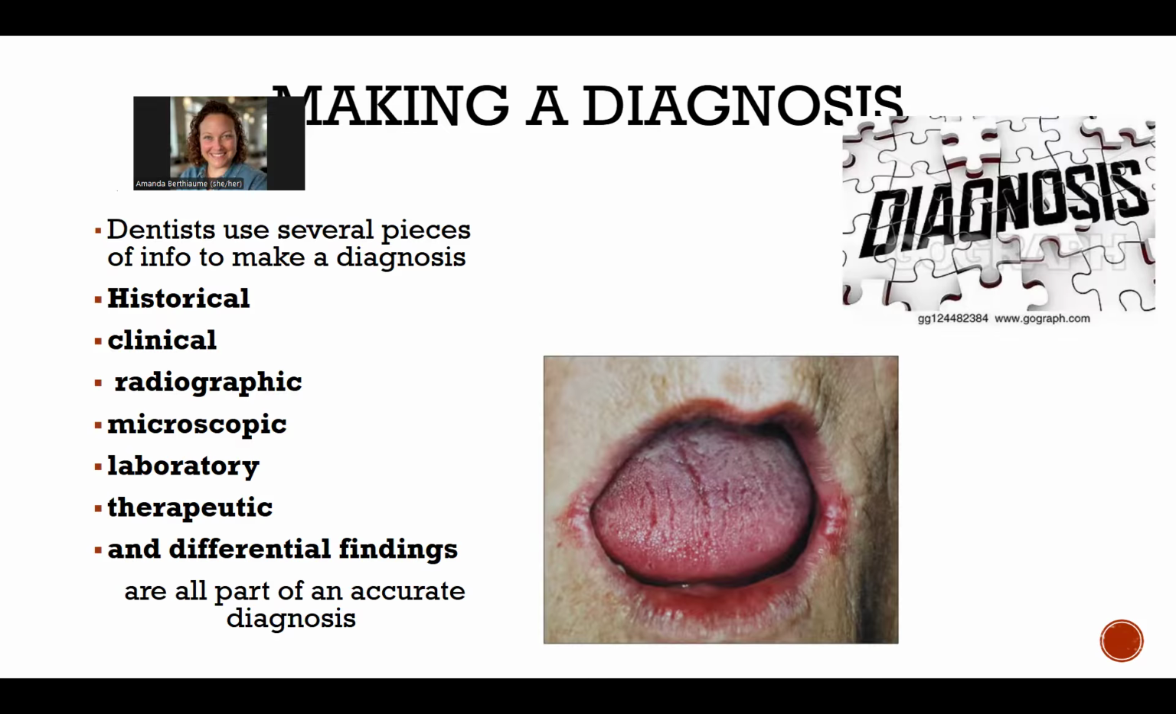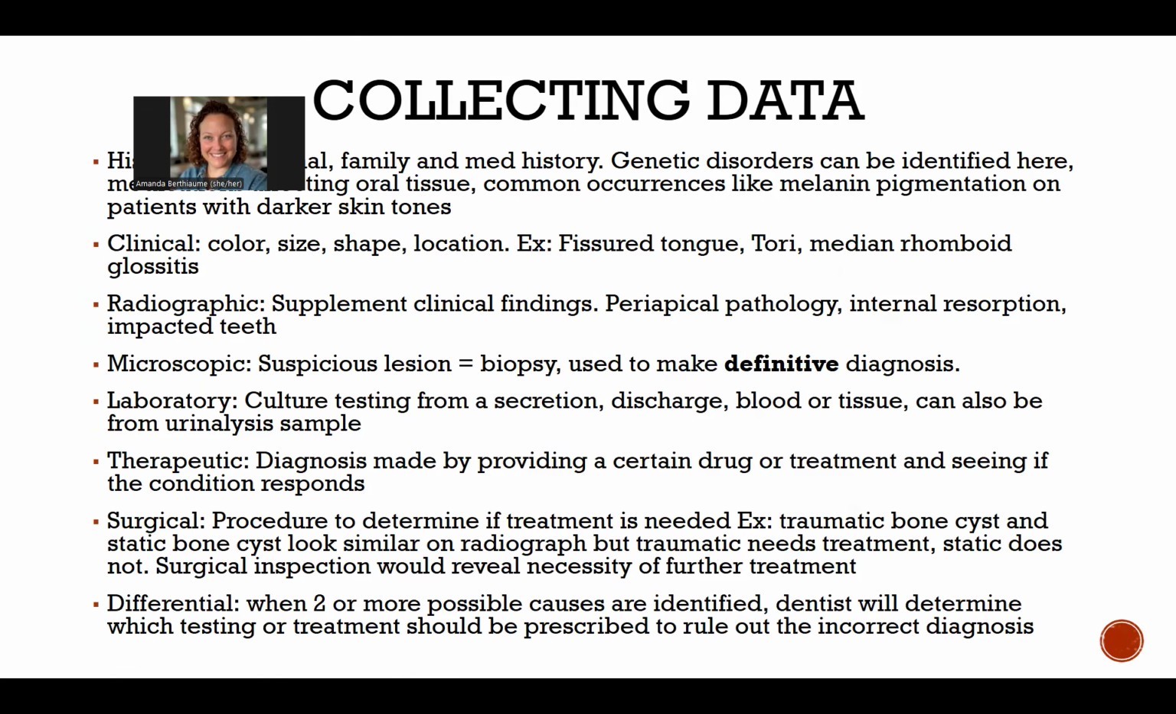But to make a diagnosis, you need several pieces of information. You can see that these are bolded. So guess what? These are probably going to be on a quiz and a midterm and a final, right? But there are different ways to diagnose: historical, clinical, radiographic, microscopic, through a laboratory, therapeutic, or differential. And those are all part of an accurate diagnosis.